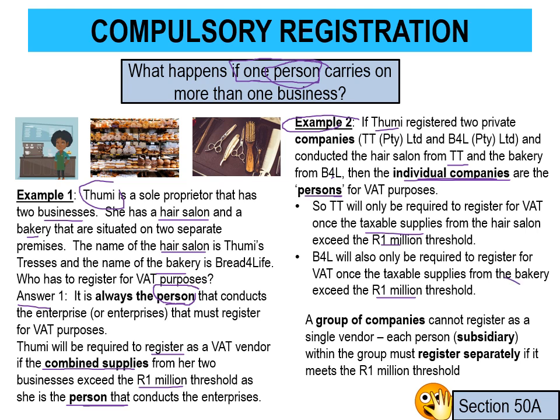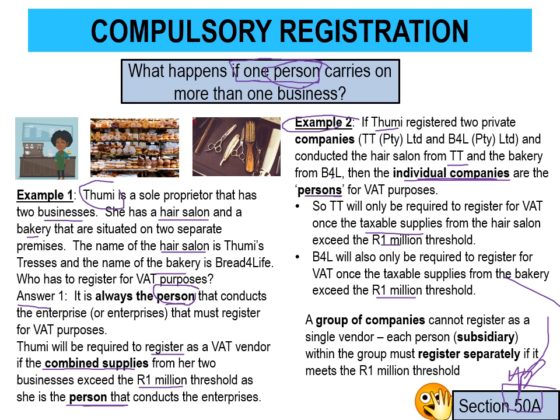Now just be careful, we've got a specific anti-avoidance section, section 50A in the VAT Act, that is aimed at stopping persons from splitting business activities into companies, for example, to avoid exceeding the registration threshold. So if instead of trading as a sole proprietor, you are starting companies so that you can split your business activities so that you can avoid VAT registration, then this anti-avoidance measure, section 50A, gives SARS the power to basically ignore the fact that you're trading as different persons.